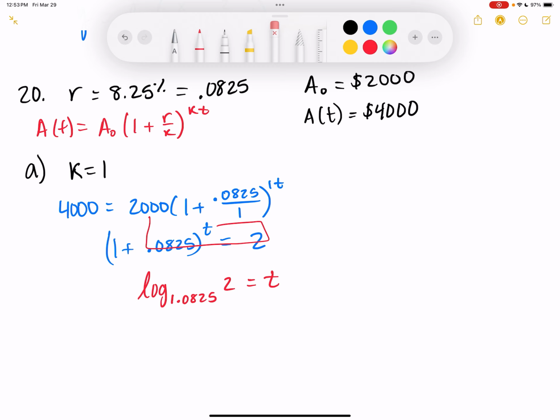Remember where log base is? This room is so hot. 8.74. And what are my units? Years. Yep. Unless otherwise stated, it'll always be years.